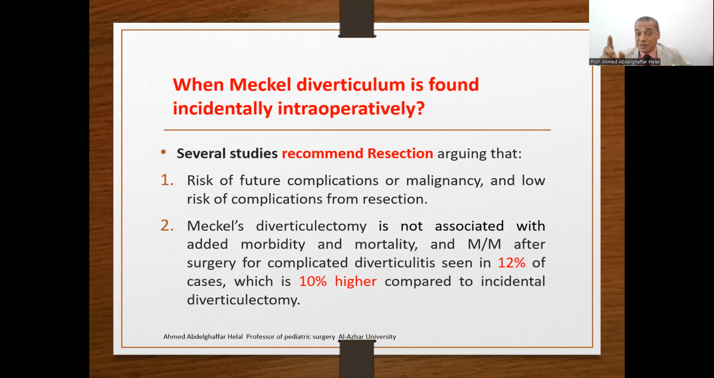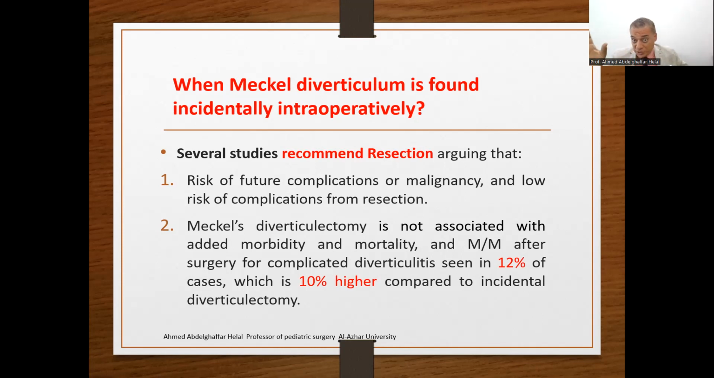Number two, they argue that Meckel diverticulotomy is not associated with added morbidity or mortality, whereas morbidity and mortality after surgery for complicated diverticulitis, if you don't resect and the Meckel gets infected and complicated, may be seen in up to 12% of cases, which is 10% higher than with incidental diverticulotomy. So they weigh the benefit and risk of removal versus leaving the diverticulum. The first school of pediatric surgeons recommends resection for incidentally detected intraoperative Meckel. Resect. They argue that the risk of future complication or malignancy is there, and the risk of complication from resection is low.